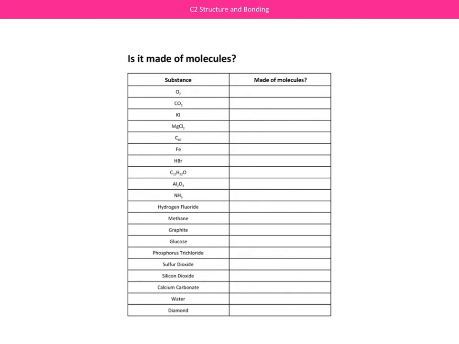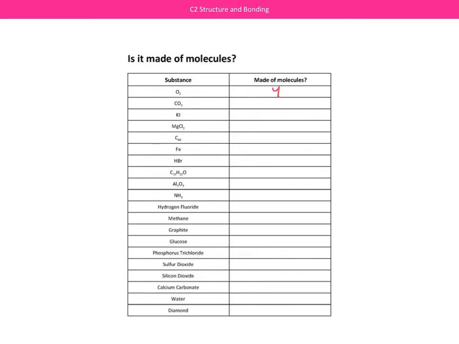Okay, so let's look at O2 first. Is it made of non-metals only? Yes, because it's just oxygen. Is it made of more than one non-metal? No. But does it have a subscript number in its formula? Yes, it does. It has the 2, so in the O2. So yes, it's made of molecules.